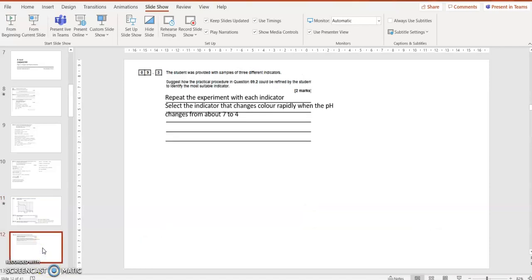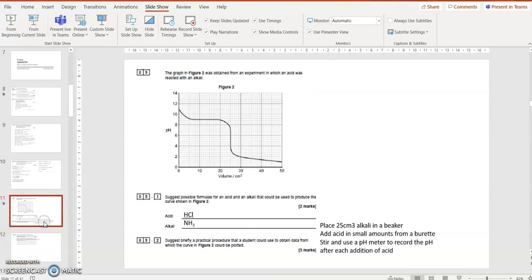A student was provided with samples of 3 different indicators. How could it be refined to find the most suitable indicator? Well, you just repeat with each indicator and select the indicator that changes colour rapidly when the pH changes from about 7 to 4. So I'm looking at the graph again. pH 7 is where it's starting to drop down. The pH is changing rapidly from pH 7 down to about pH 4.